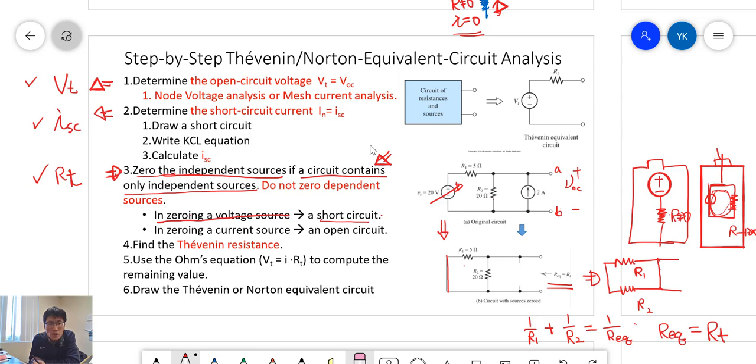Okay, and the next, so now here we know we can calculate the V_T, and we can calculate the current or R_T, and then we can draw the Thevenin and the Norton equivalent circuits. Right? Okay.